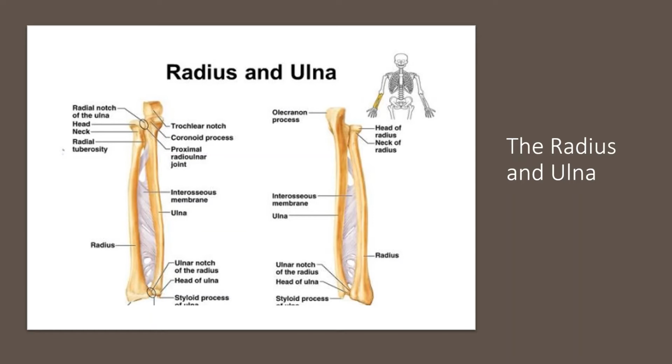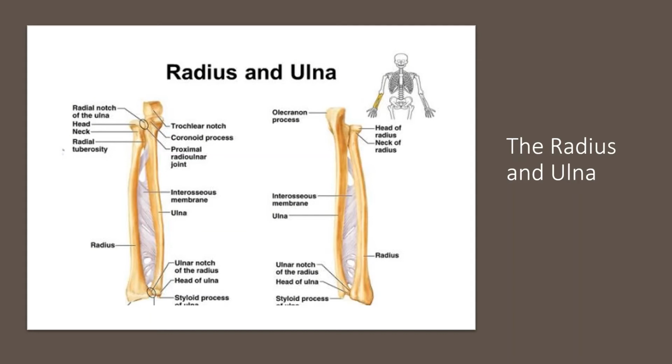Just distal to the radial head is the radial tuberosity. This is an important landmark because this is where your biceps brachii inserts. The biceps brachii is what helps to perform supination of the forearm, so it really doesn't perform elbow flexion. Another muscle does that, and we'll go into detail on that when we go over muscles.